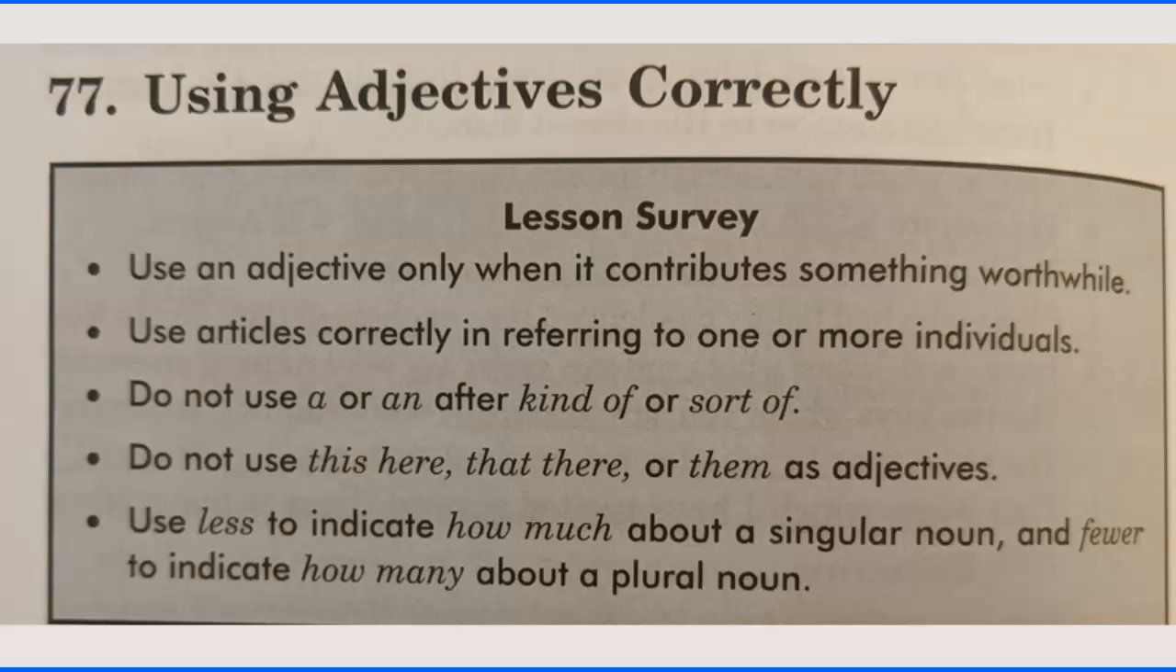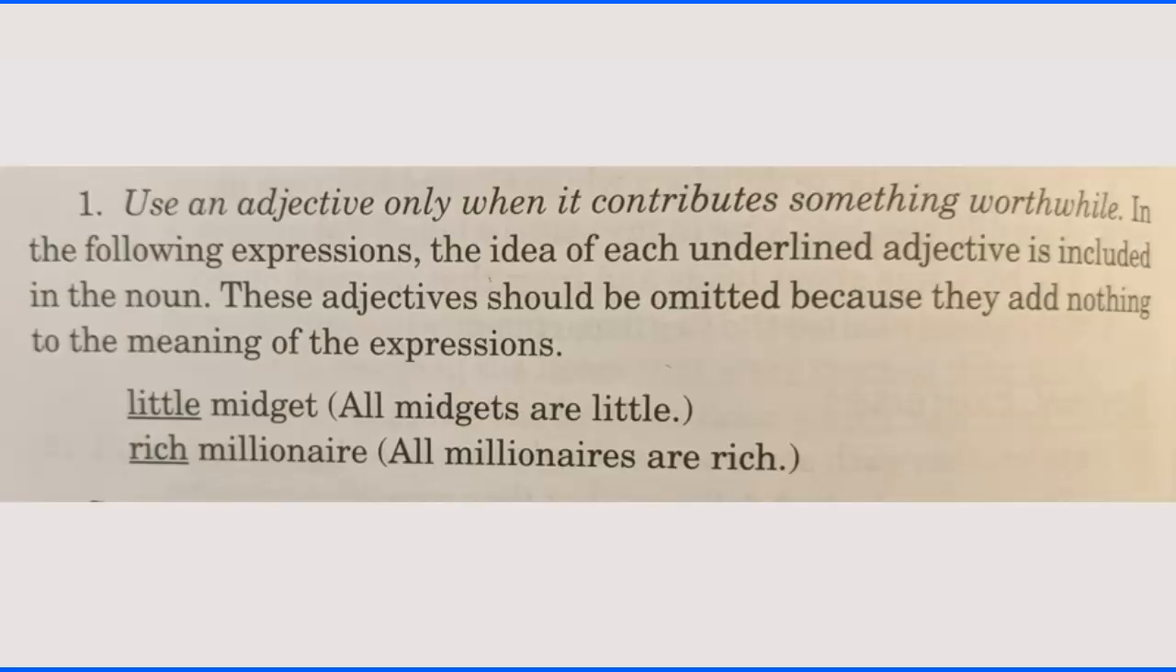Do not use this here, that there, or them people as adjectives. It's just not formal sounding. Use less to indicate how much about a singular noun and fewer to indicate how many about a plural noun. That's probably the most confusing of all of them. So let's take a look at these one by one. Number 1, and you can follow along in your book. These are all listed there.